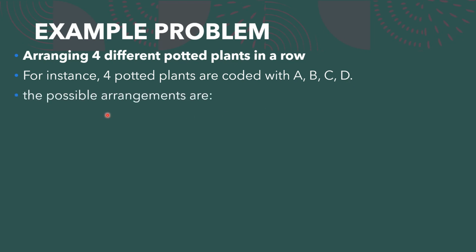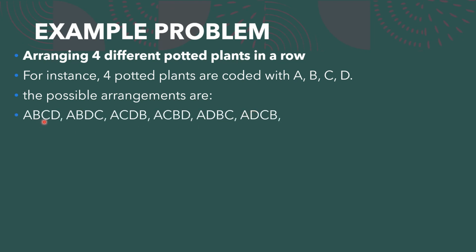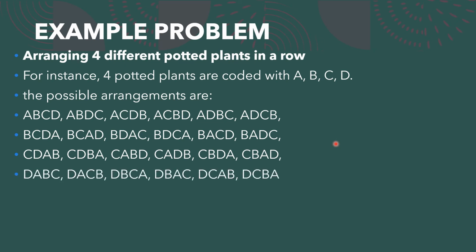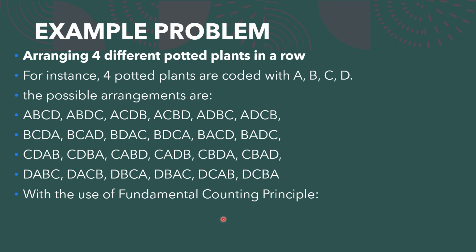So, let's try to list all the possible arrangements. So, we have ABCD, ABDC, ACDB, ACBD, ADBC, ADCB, and so on. So, kung i-list down natin lahat sila, meron tayong 24 arrangements. Pero i-verify natin using fundamental counting principles, ilang plants ang pwedeng ilagay sa first slot, meron kang 4.